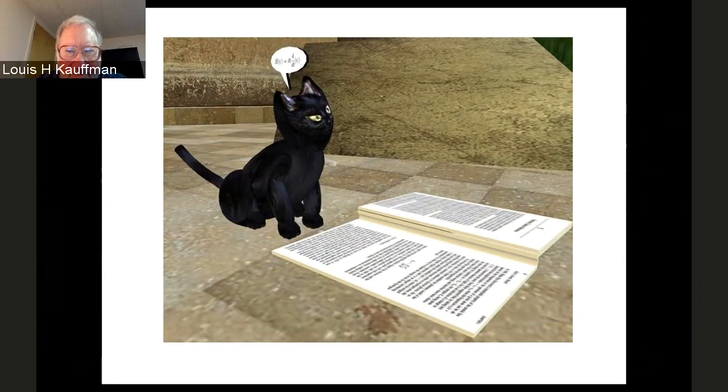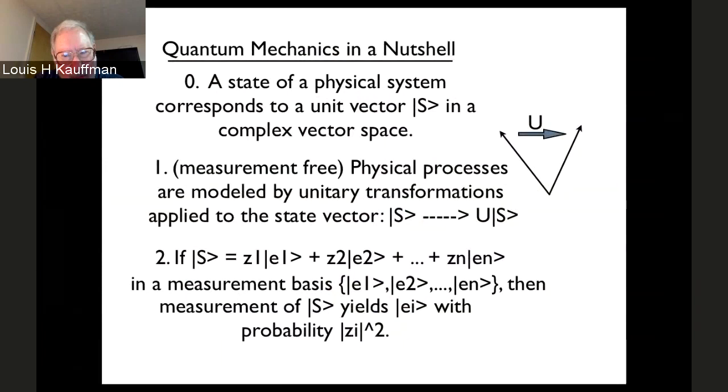So here is quantum mechanics in a nutshell, the outline of the theory. The state of a physical system corresponds to a unit length vector in a complex vector space. This vector space is often infinite dimensional. It was in the first kind of formulations of quantum theory. But if there are only a finite number of things that you intend to observe, a finite number of possibilities, then it can be a finite dimensional vector space. And a physical process is modeled by a unitary transformation applied to the state vector.